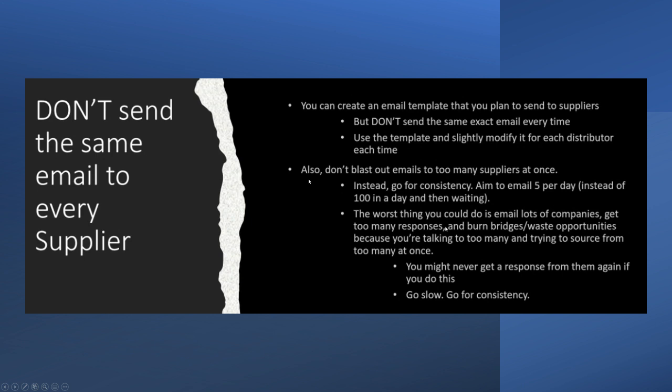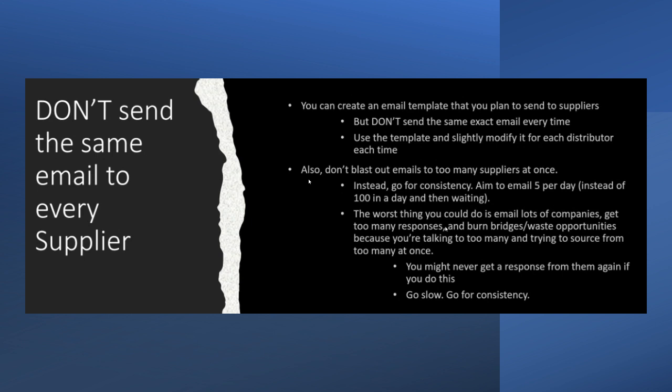Instead, you want to go for consistency. You want to aim, maybe it's 5 a day, maybe it's 10 a day, whatever it is, until you start getting accepted. And then you want to slow down, right? Because the worst thing you could do is email and burn. When you email these companies and they respond, and then you're not ready to hop on and go through their products, you're burning them as a potential supplier. You're burning that bridge, because you're killing the relationship that you potentially have with whoever's responding to the email, right?